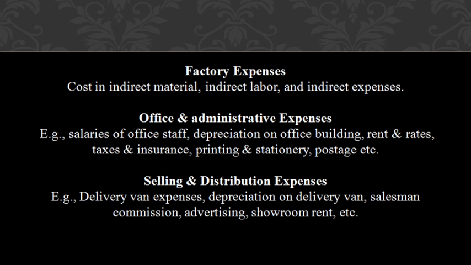The next one is office and admin. How do I define that? It is any indirect expenditure incurred in the office premises, for example, salaries of office staff, rent of office premises, stationery, etc. The last one, selling and distribution expenses. Here we have 2 components, selling expenses and distribution expenses. Anything which we incur to make the goods ready for sale is known as selling expenses. Anything which we incur to distribute the goods for the purpose of selling is known as distribution expenses. So here we combine both of them. Examples: delivery van expenses, depreciation on delivery vans, salesman commission, packing charges, advertising, etc.